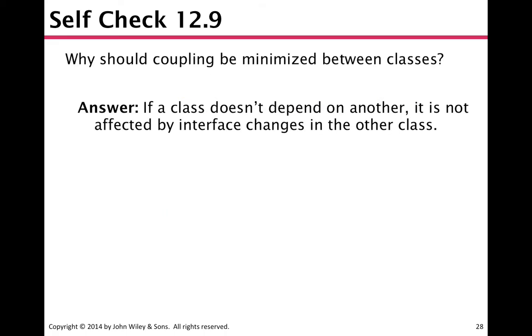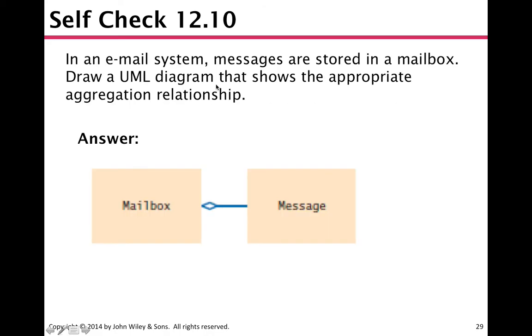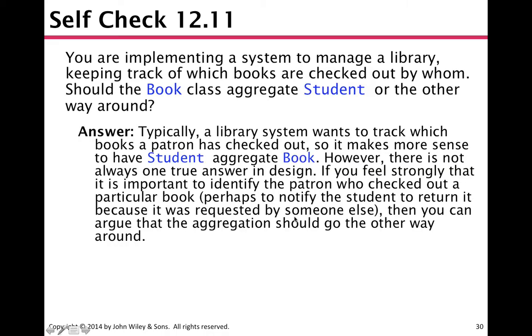So why do you want to minimize the coupling? Because we don't want to have some change propagated to many other classes. We want to limit or confine the changes as locally as possible. If messages are stored in the mailbox, then the UML relationship is aggregation or ownership. So the mailbox has messages.